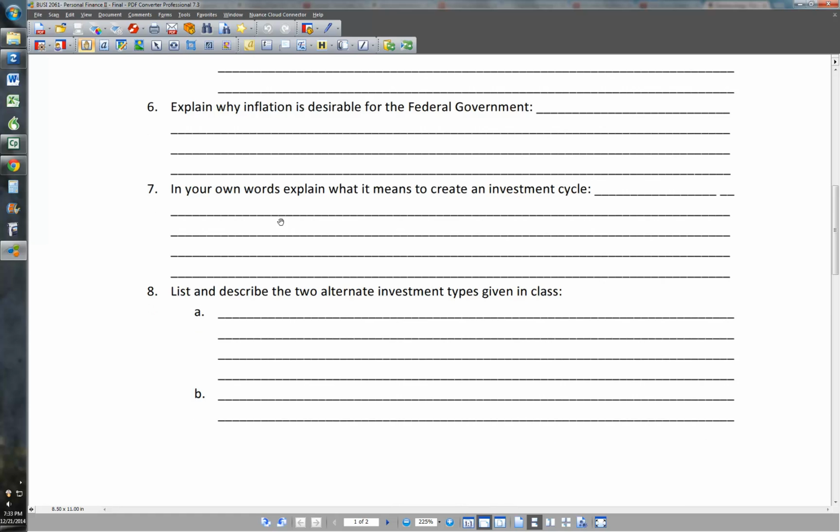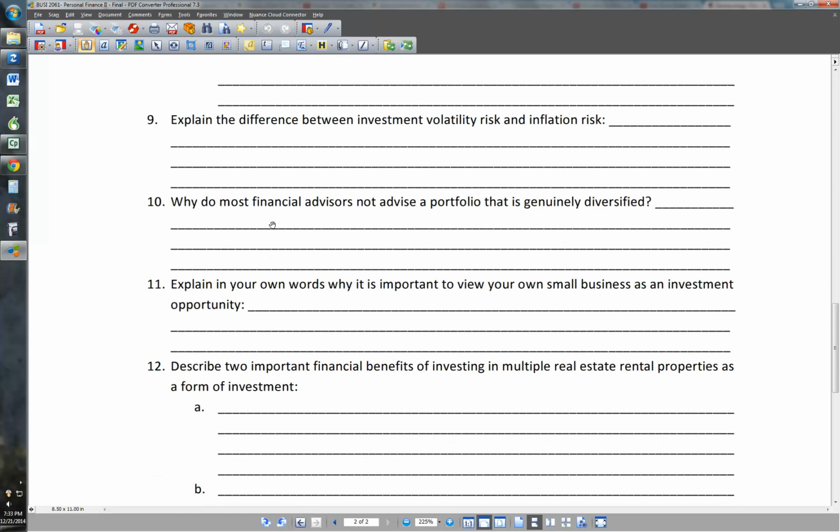Alright, okay. Number 9, explain the difference between investment volatility risk and inflation risk. So if you remember, I talked about how there are these 2 major risks. Investment volatility is the price of the stocks could go up, they could go down, they go back and forth, and so there's certain risk that your overall price of the stock could go down. So that's investment volatility, the changes in the price.